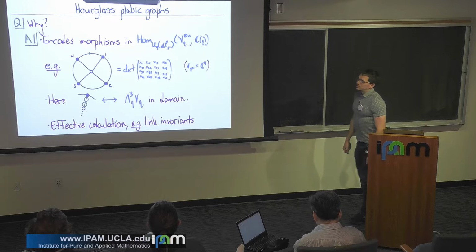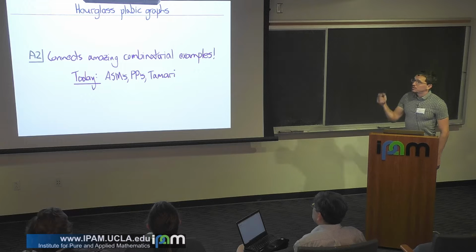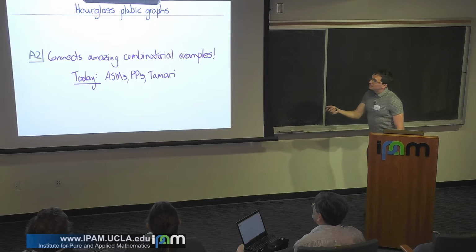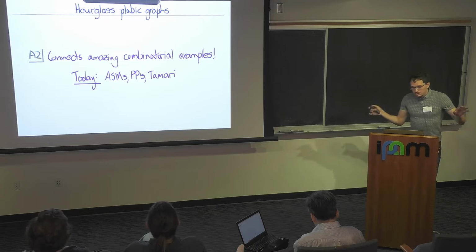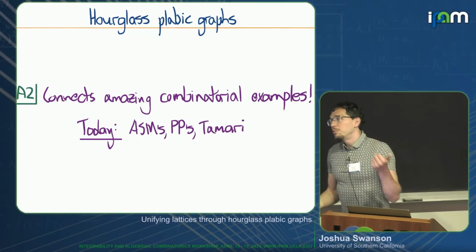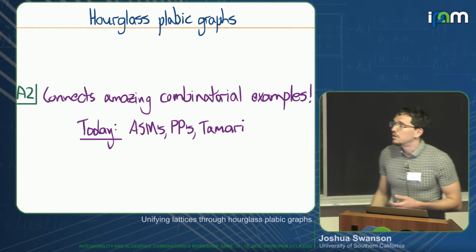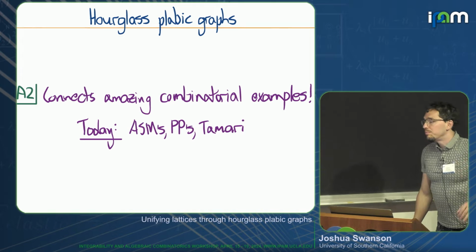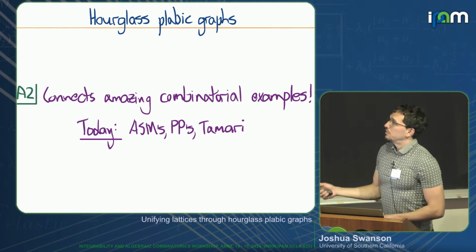A lot of times you're interested in sort of effective calculations, maybe link invariance, but I won't talk about any of that today. I will instead talk about how our framework connects 3 well-loved classes of combinatorial examples, namely alternating sign matrices, plane partitions, the Tamari lattice, and then I'll kind of go into some more detail on the ASMs and PPs and some geometry that Jessica did not go through.